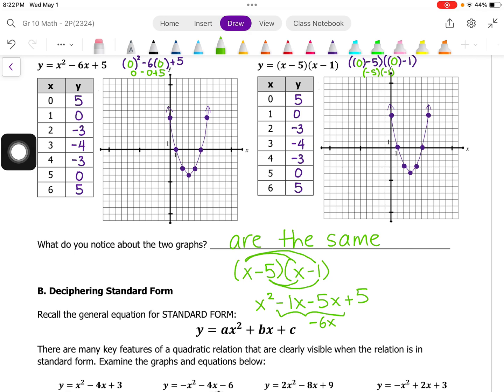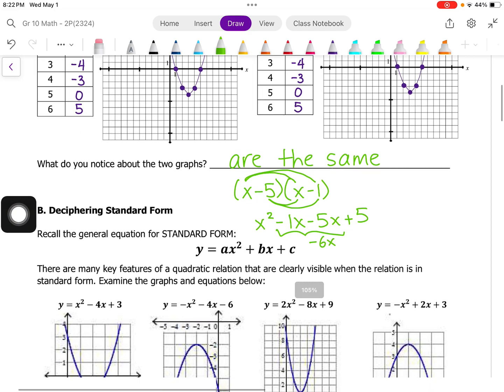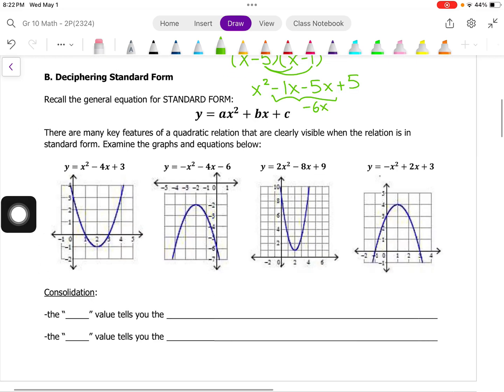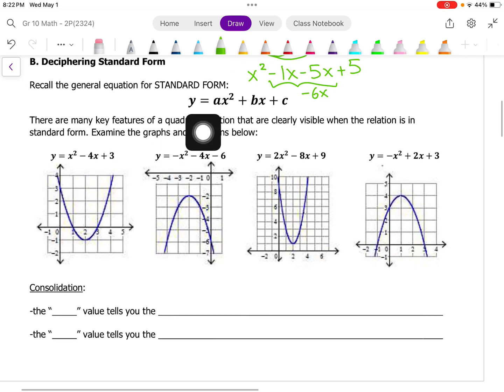So the two equations I have here are just in different formats. So this is called standard form and this is called factored form, and that's what we're going to take a look at in this lesson. So standard form, this one we have already talked about before. Standard form is y equals ax squared plus bx plus c.